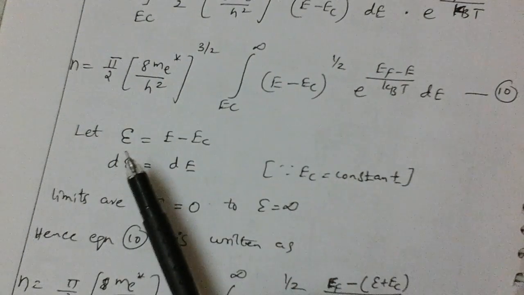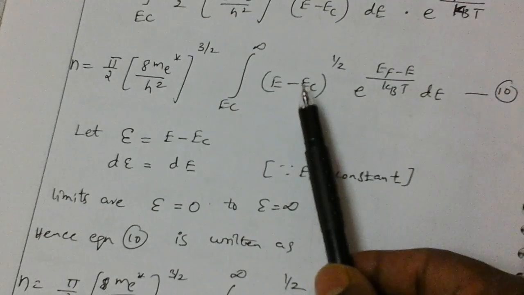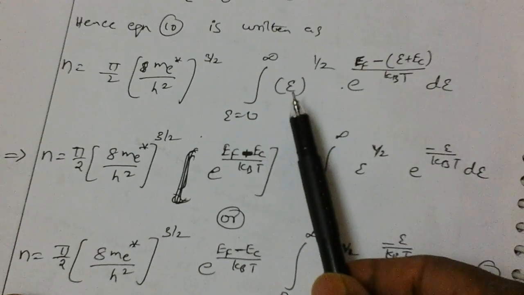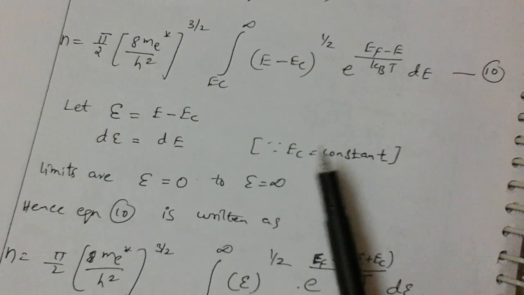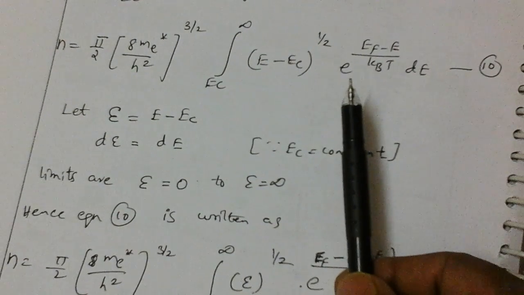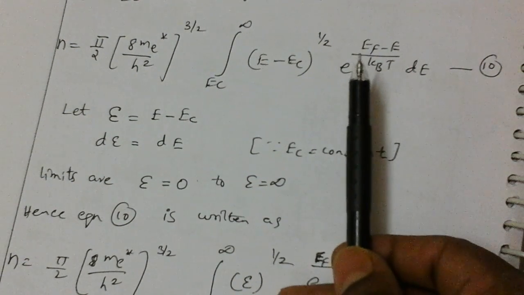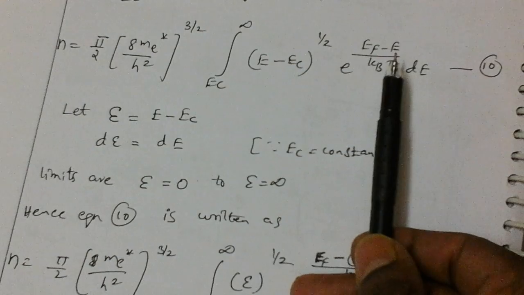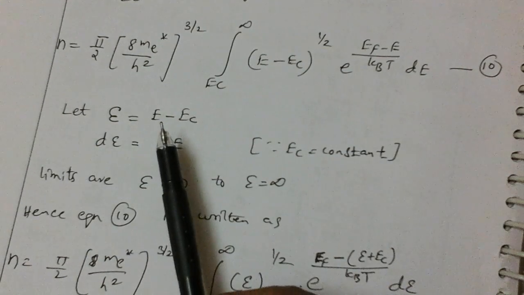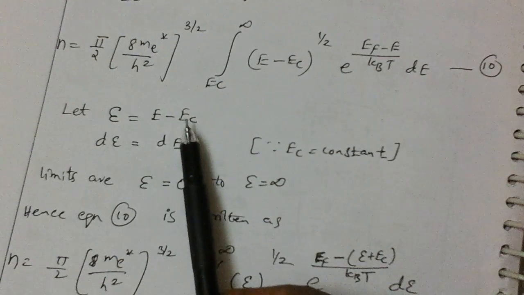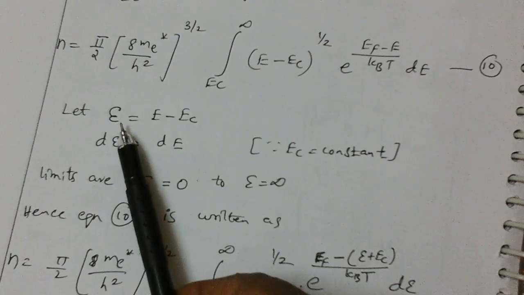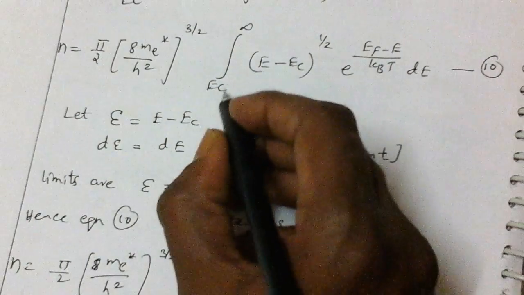Next, for the E value, E minus E_c is what we took as e. That value we are substituting here. But one thing to remember cautiously: e power of E_F stays as it is, but in the place of E we have to substitute this E value. Then it becomes like this.